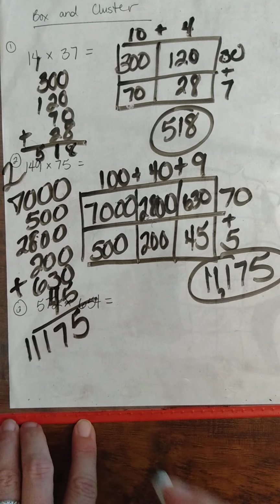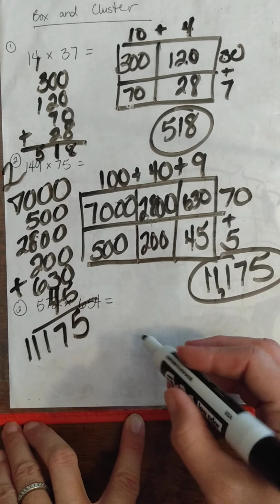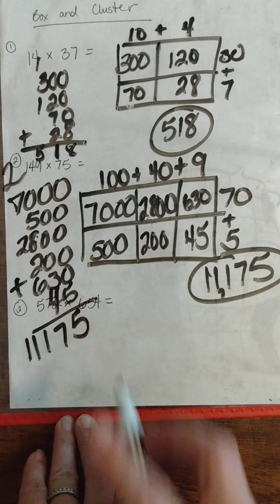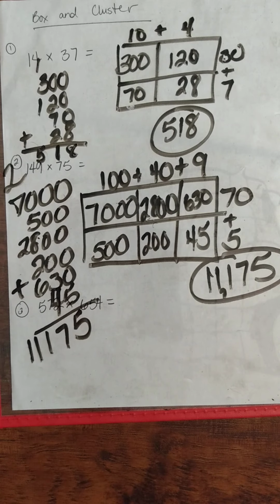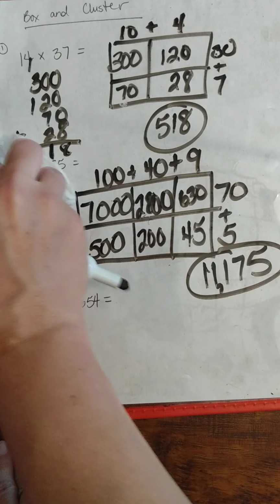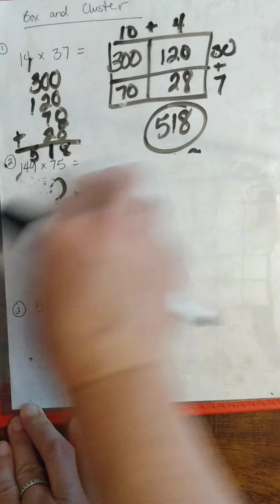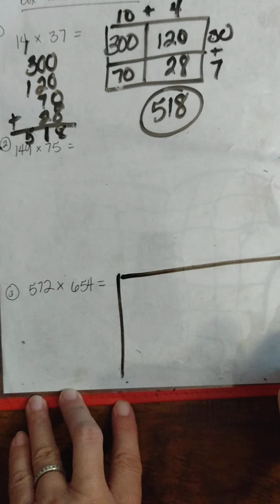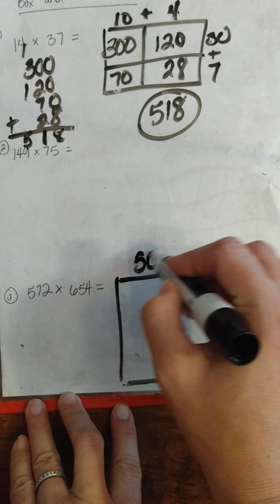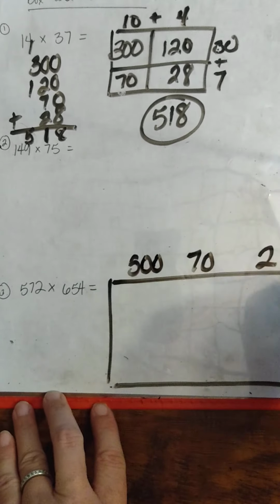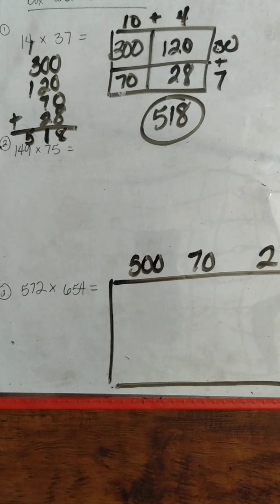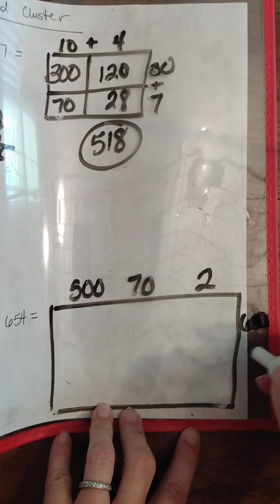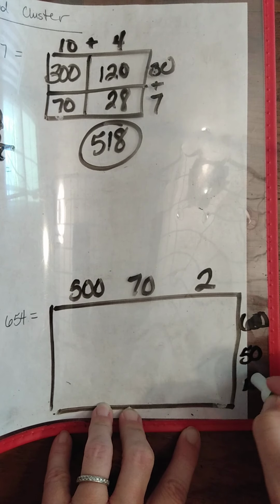The last one, hopefully I left enough room for myself. Sorry, I'm writing kind of large here. I have 572 times 654. So this one's going to require a little bit more space. I'm going to go ahead and erase here because I know I'm going to need some space to draw in my boxes. 572, 600, let's see that, 654.